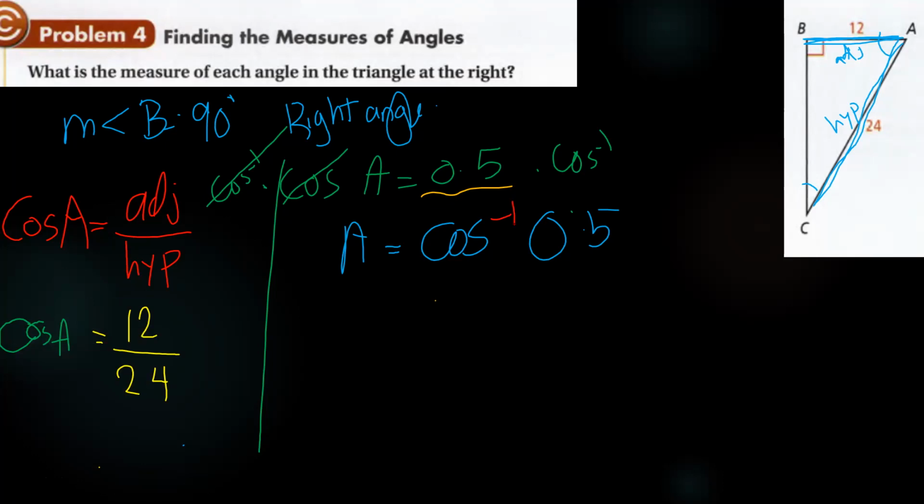How to find cosine inverse of 0.5? Now let's go to your calculator. On your calculator, press shift cosine. It will show cosine inverse. Then write 0.5 and equal. The measure of angle A is 60 degrees.